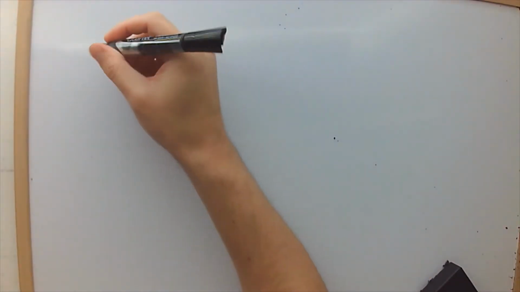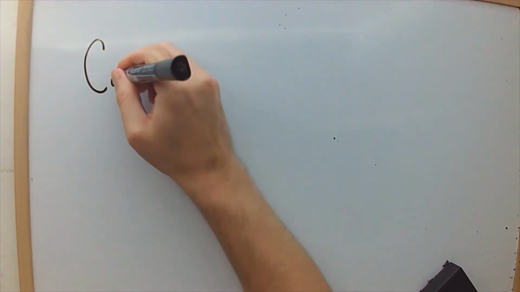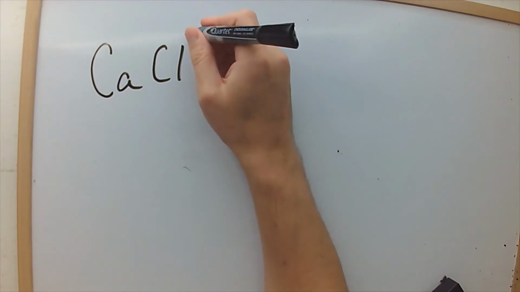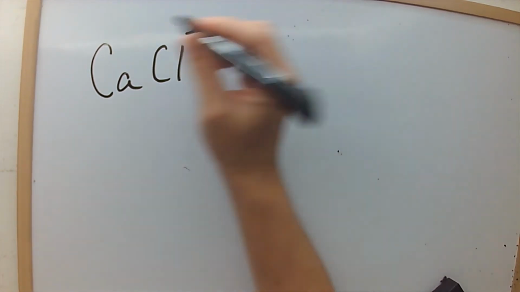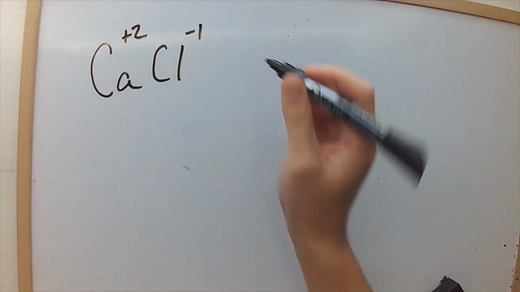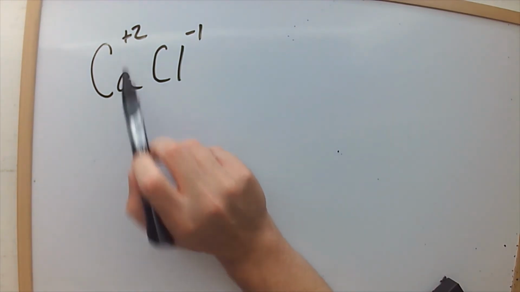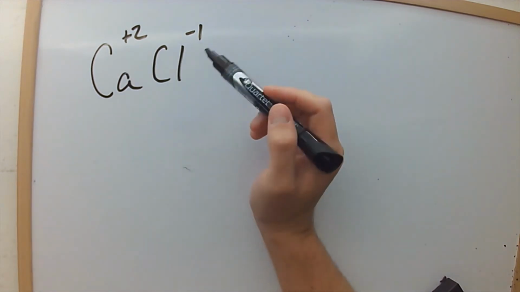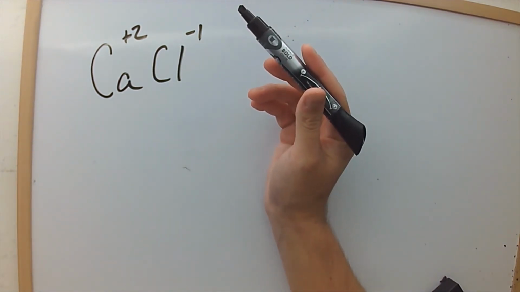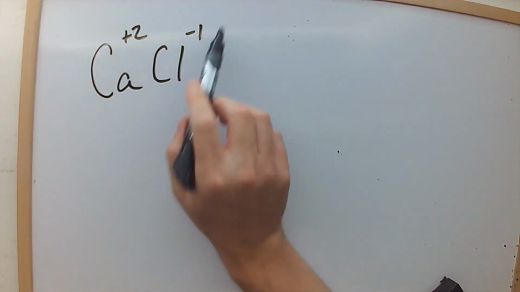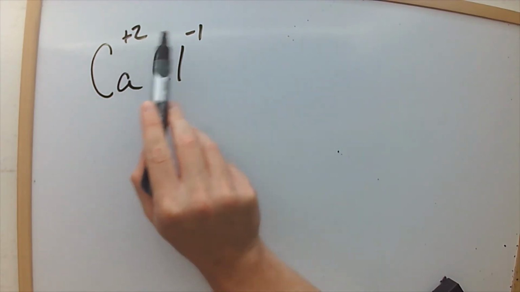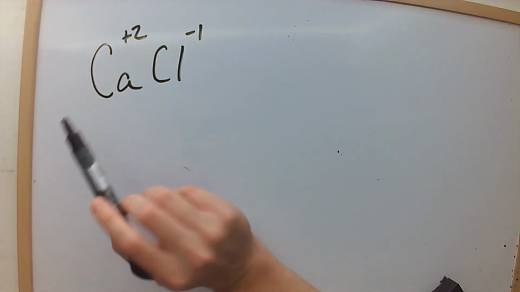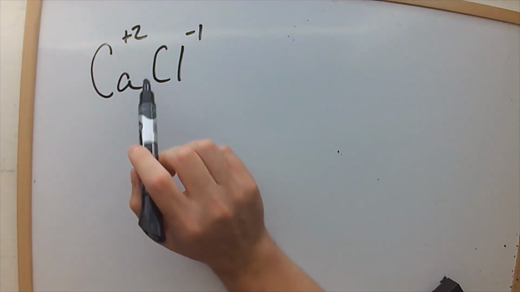So, for instance, calcium and chloride combining. We look at our periodic table and we see chloride is a -1 and calcium is a +2, right? What this means is calcium is trying to get rid of 2 electrons, but chloride is only trying to pick up 1 electron. So this doesn't balance out, right? A +2 and a -1 don't balance out. We're trying to get the charges to sum to 0.